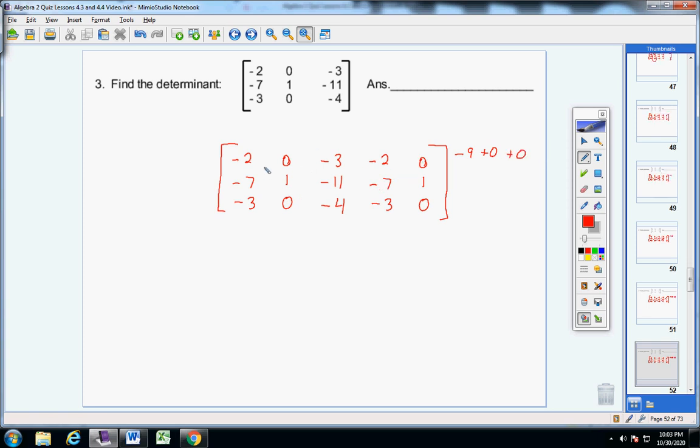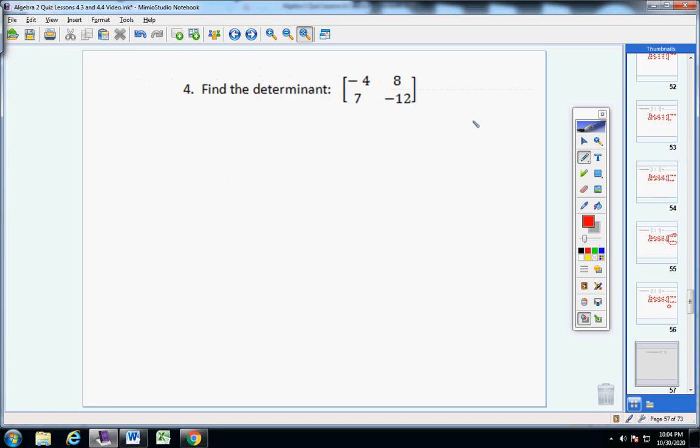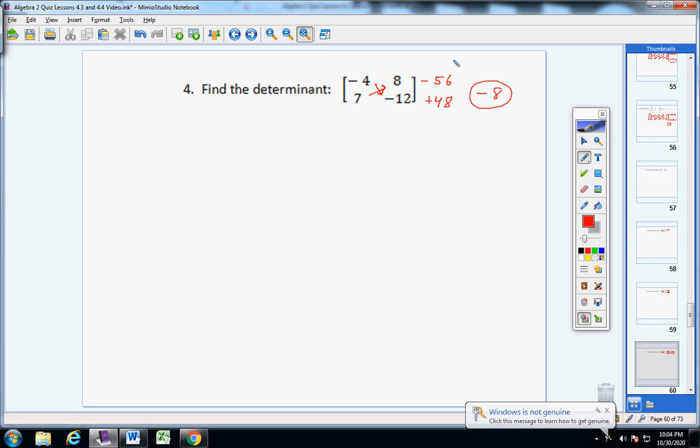Then we multiply down, and we do not change the sign, and you get positive 8. Then we multiply down again, and we get 0, and we multiply down again, and we get 0. Add up all 6 of these numbers, and you get negative 1. Okay, find the determinant of this one here. Multiply up 56, multiply down positive 48, negative 8.